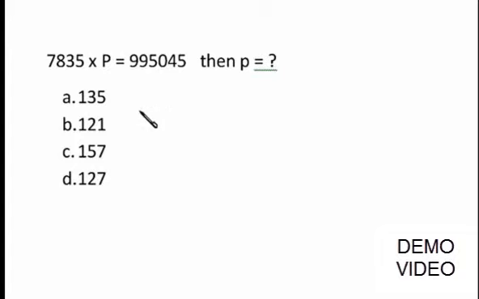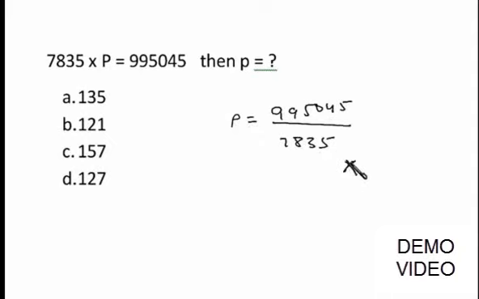Now do not try to get the value of P like this: 995045 divided by 7835, finding the digital root of the numerator and then the digital root of the denominator, and getting the value of P. You cannot do this, right? It will not give you the correct answer. Now what will be the correct way of doing this problem? Choose P among the options, then find the digital root of the left hand side and match it with the right hand side, right?